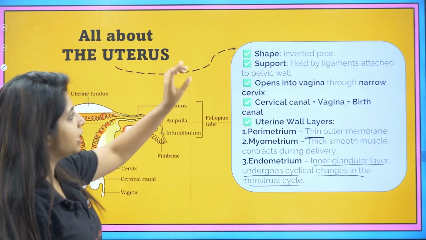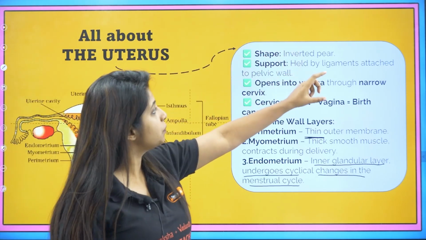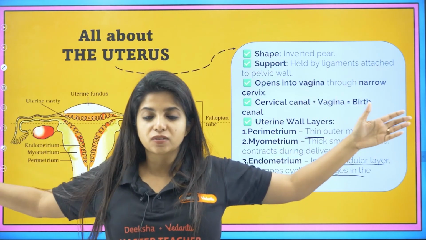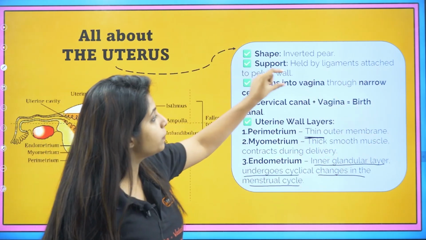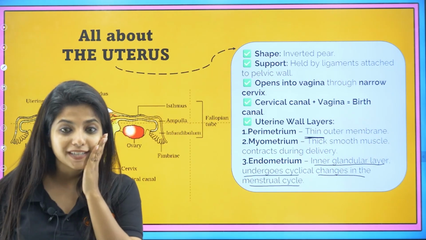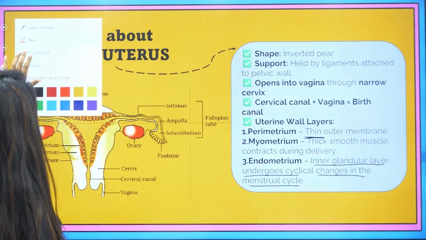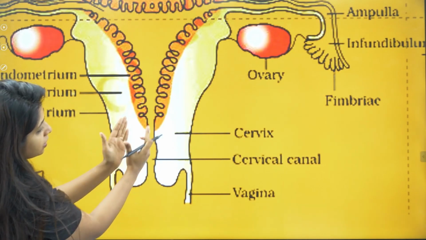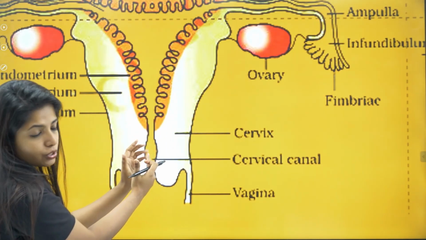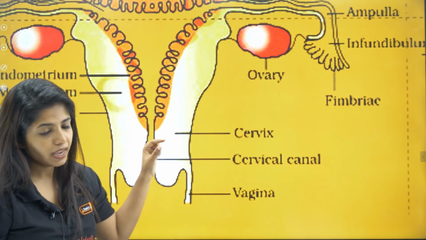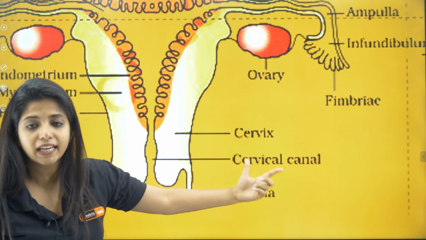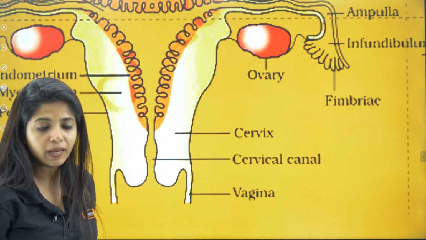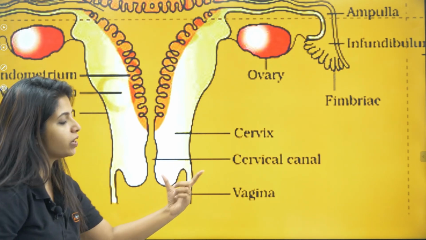So, shape: inverted pear, supported by ligaments attached to the pelvic wall. I told you there are broad ligaments which look like bats' wings. And it opens into the vagina through the narrow cervix, about which we didn't study. So, let's study that. So this is the uterus, my dear children. This region which you see is known as the cervical region, and this space is the cervical canal. So this region is the cervix and this space is known as the cervical canal, and they open into the next thing that is known as the vagina.